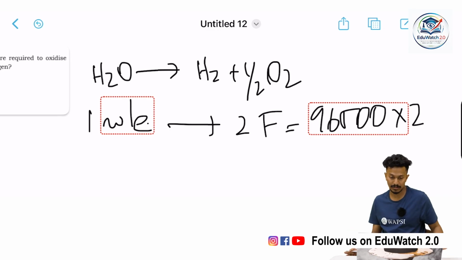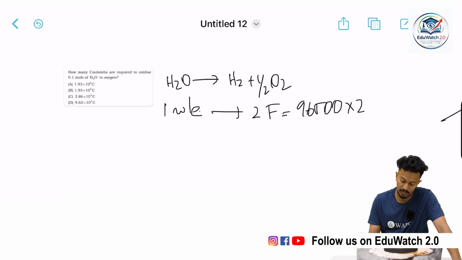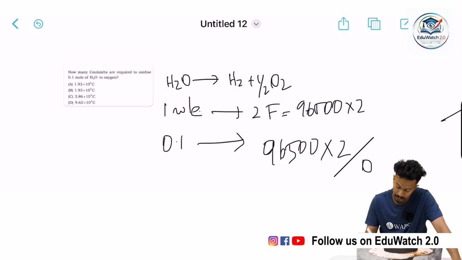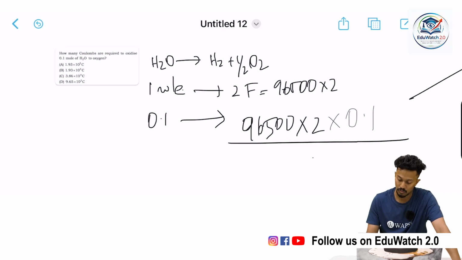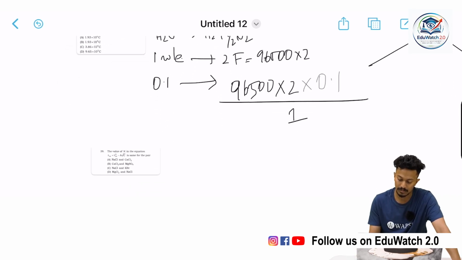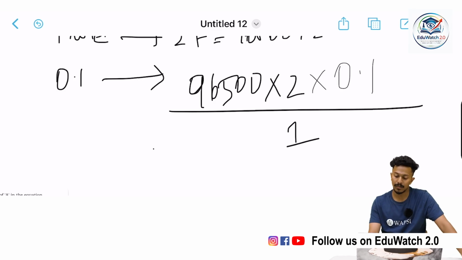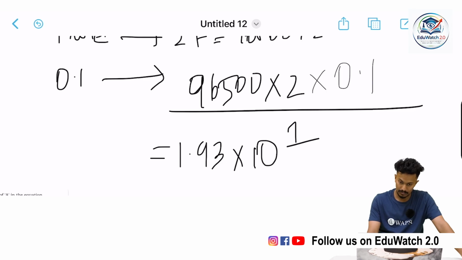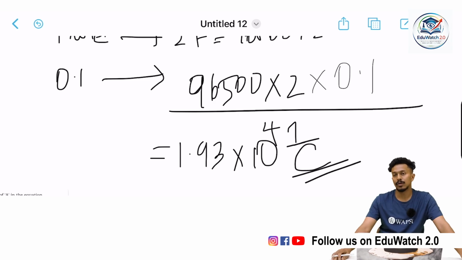You know Faraday's law, yes. And 0.1 mole of this substance requires 96500 into 2 into 0.1 divided by 1. Is it right? Yes. The answer is 1.93 into 10 raised to 4 coulombs.